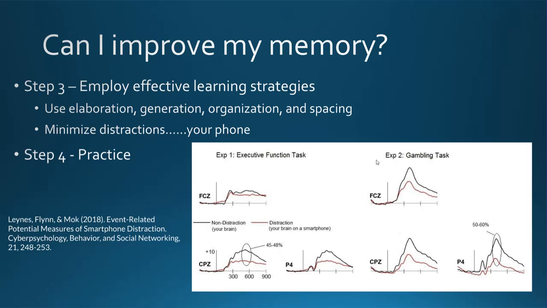Now we did another study where we changed the task and we did a gambling task and we found similar results here. Now the important thing about this is in this gambling task, it was a self-paced task. So people were able to sort of control the information flow. We still saw that phones were sort of dropping their available cognitive resources by about half. So you're kind of like half the person you are when you have your phone and when you're using it.